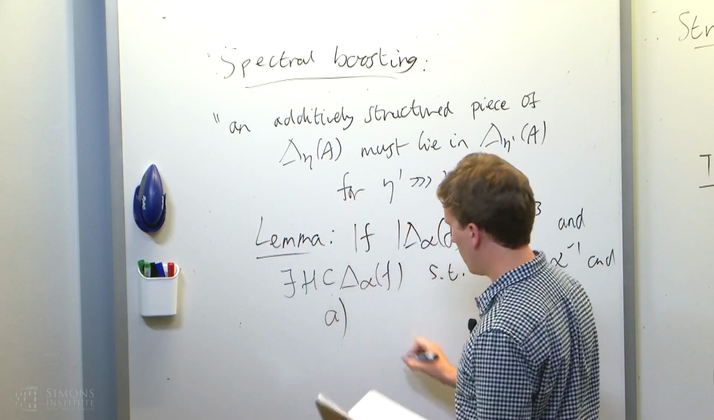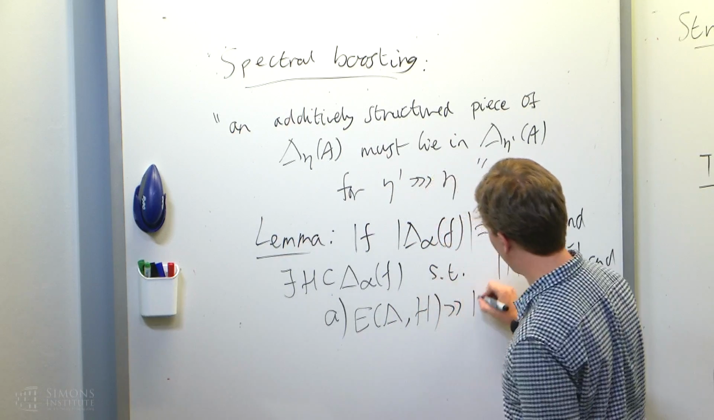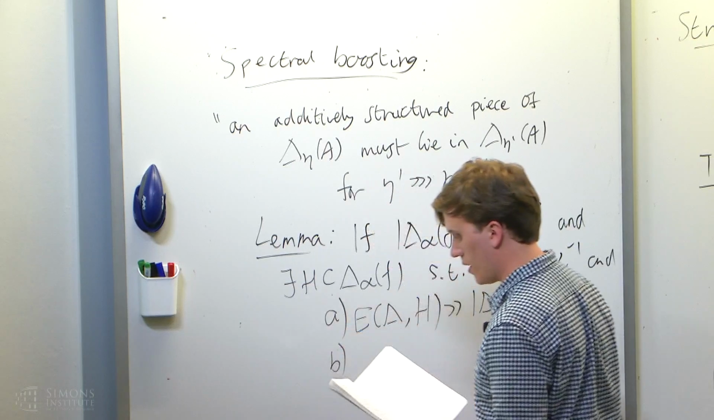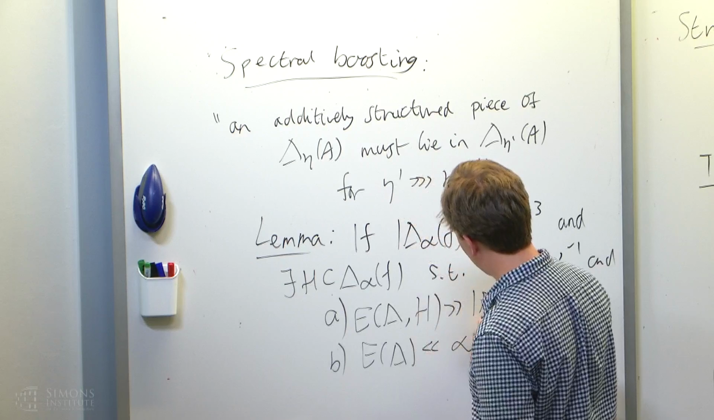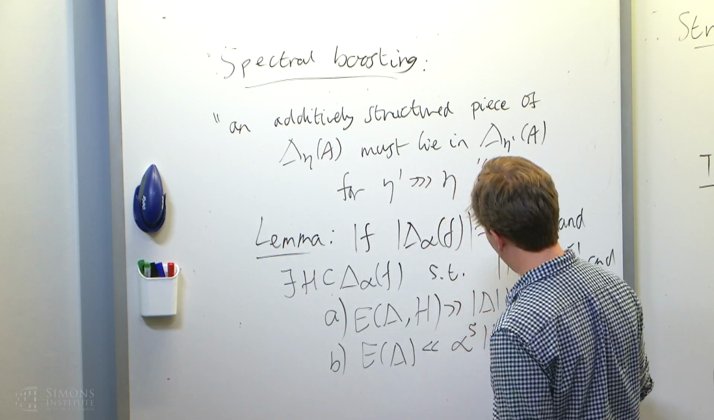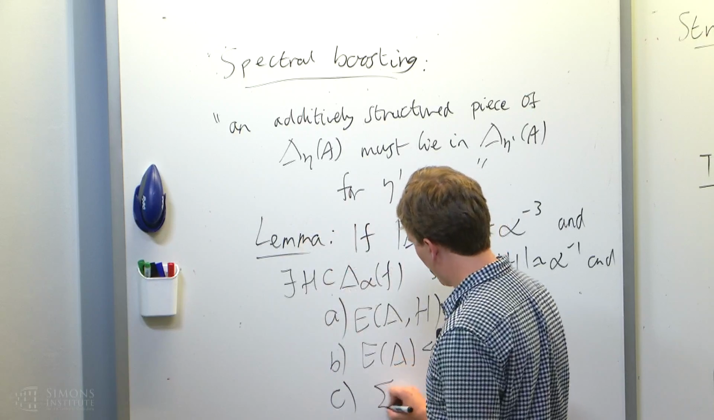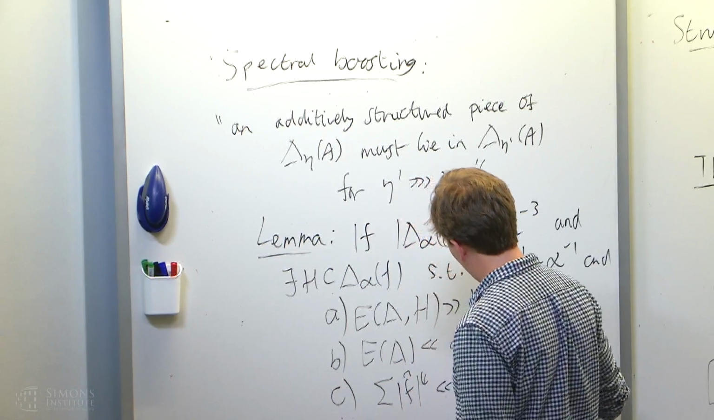So first of all, the relative energy between delta and H is maximal. Secondly, the energy of delta is basically as small as it can be, given this energy lower bound. And finally, the Fourier mass of the total guy is at most alpha to the 4 times delta.